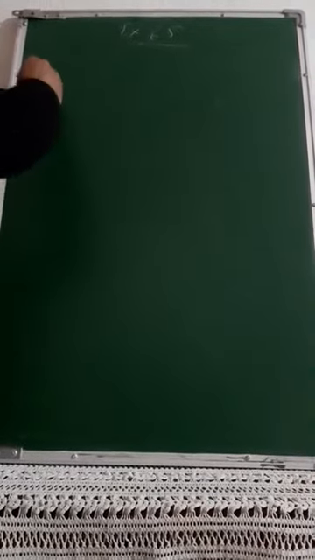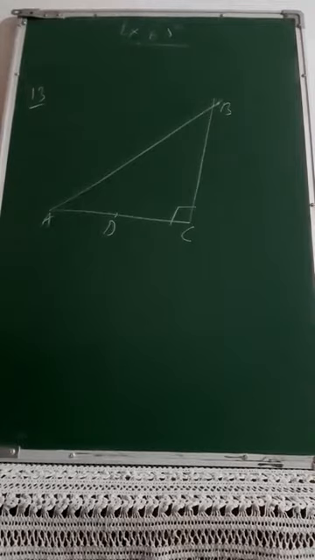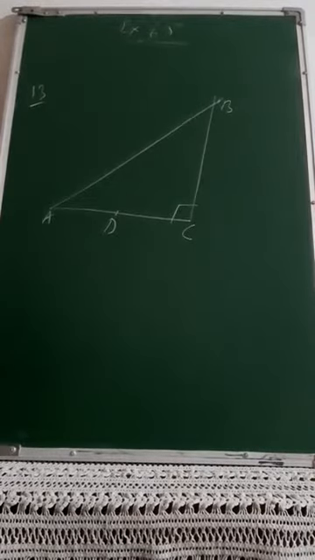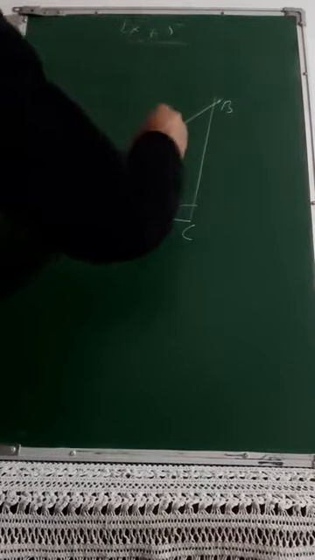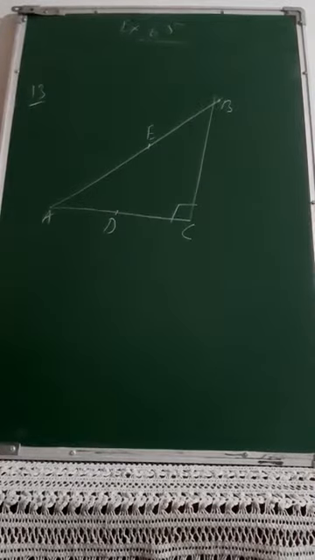So in the 13th question, D and E are the points on sides CA and CB respectively of a right triangle ABC right angled at C. So draw the figure. This is the information given to you. ABC is a right triangle and it is right angled at C. D and E are the points on CA. Here is D, and E is a point on CB. So somewhere you can mark E as a point on CB as per the information.